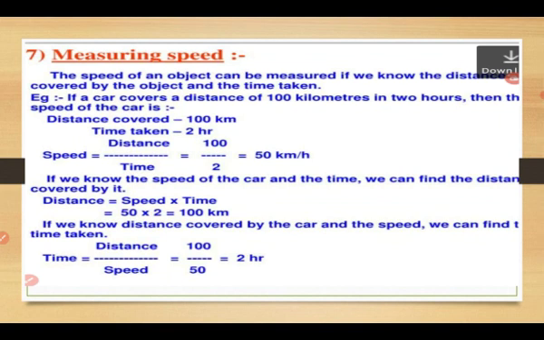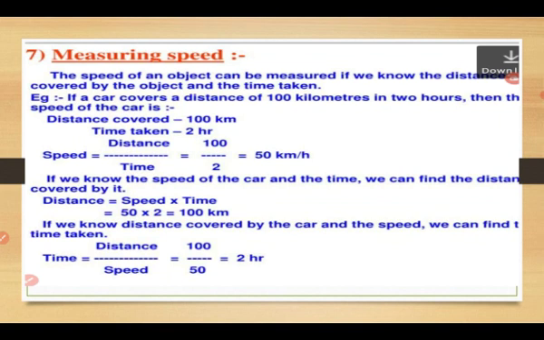If we know the speed of the car and the time, we can find the distance covered by it. Suppose the speed is 50 km per hour and the time is 2 hours. According to the definition, distance is equal to speed into time. So here we write 50 into 2 is equal to 100 km.